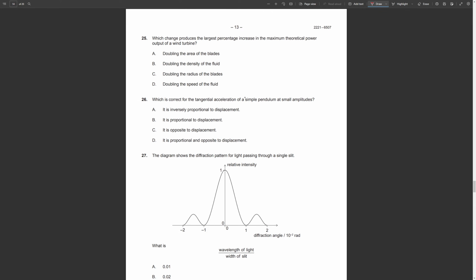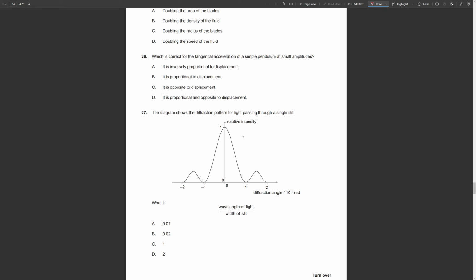Question 26. We are studying a simple pendulum at small amplitude. In other words, you are studying SHM. The acceleration is proportional but opposite to its displacement. The answer is D.